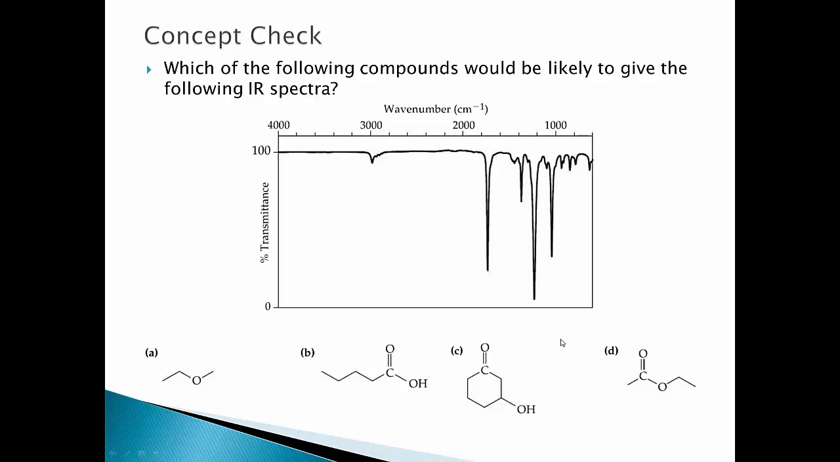Okay, so let's do a concept check. So this is the type of questions you might get. So which of the following compounds would be likely to give the following IR spectrum? Okay, so looking at your correlation tables, you can see there's a carbonyl peak in there. So which of these molecules have a carbonyl? Okay, and then is there an OH? No, there's not an OH region there. There's nothing around here. So it's got a carbonyl with no OH. Okay, with D.